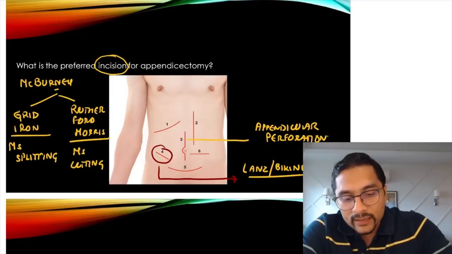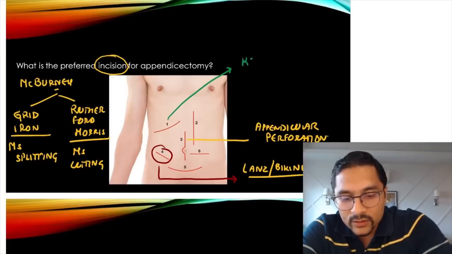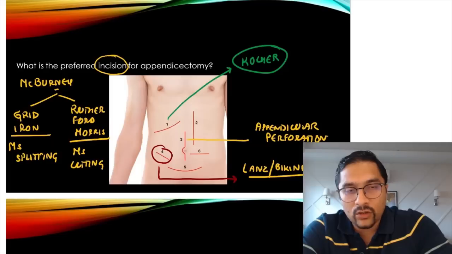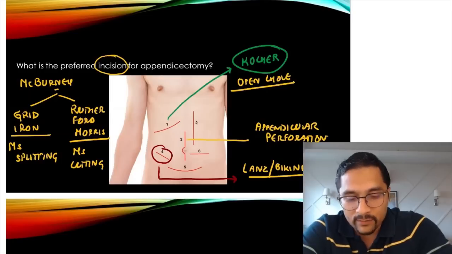Now let's look at the other incisions which have been marked here. Number 1 is a right subcostal incision. This is known as a Kocher's incision. Right subcostal incision or Kocher's incision. This is for open cholecystectomy.